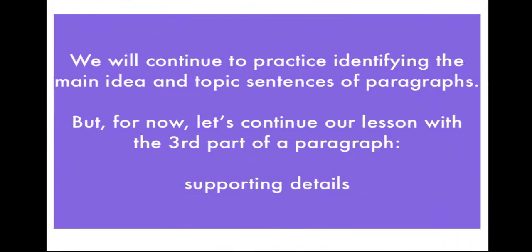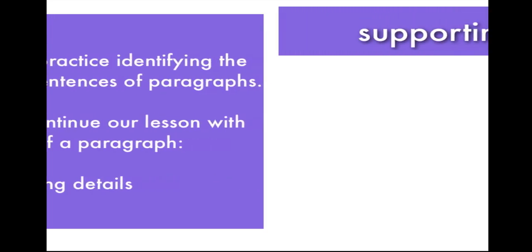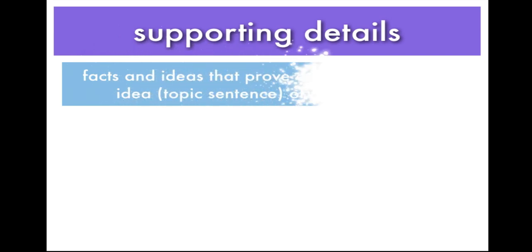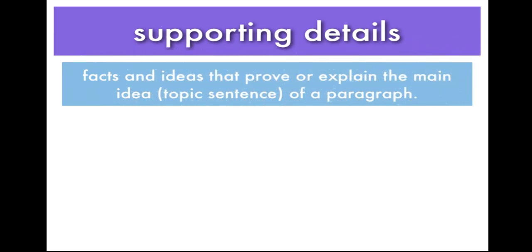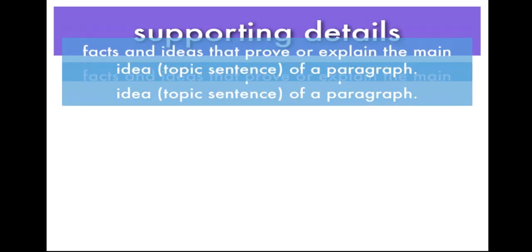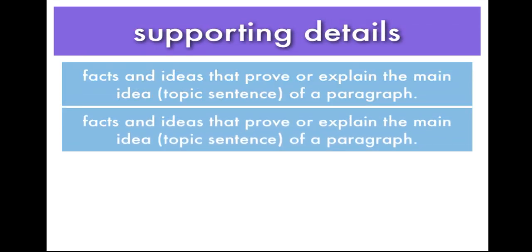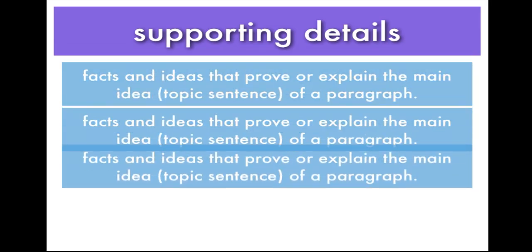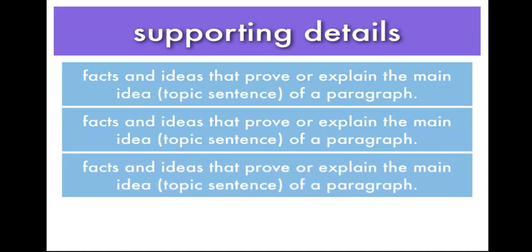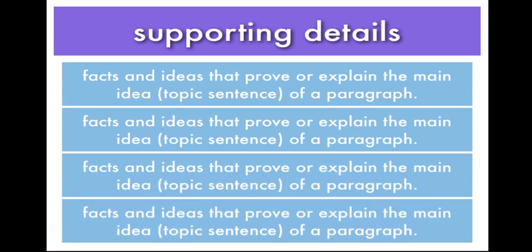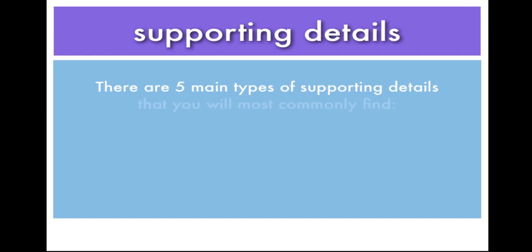Okay, we're going to continue practicing identifying topic sentences, but now we're going to go on to supporting details. So what are supporting details? Supporting details are facts and ideas that prove or explain the main idea of a paragraph. There are 5 main types of supporting details, most common.